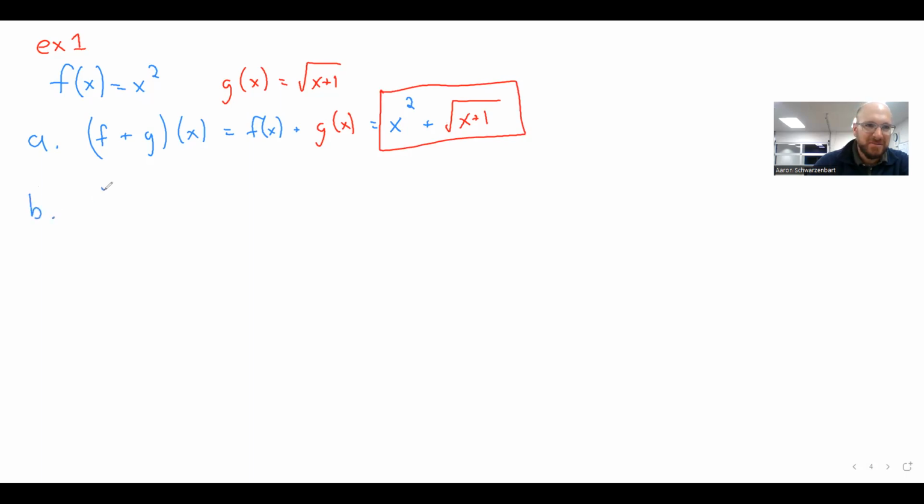Function subtraction, same thing, except I put a minus sign in the middle. f of x minus g of x equals x squared minus square root of x plus 1. Let's do that in red again.